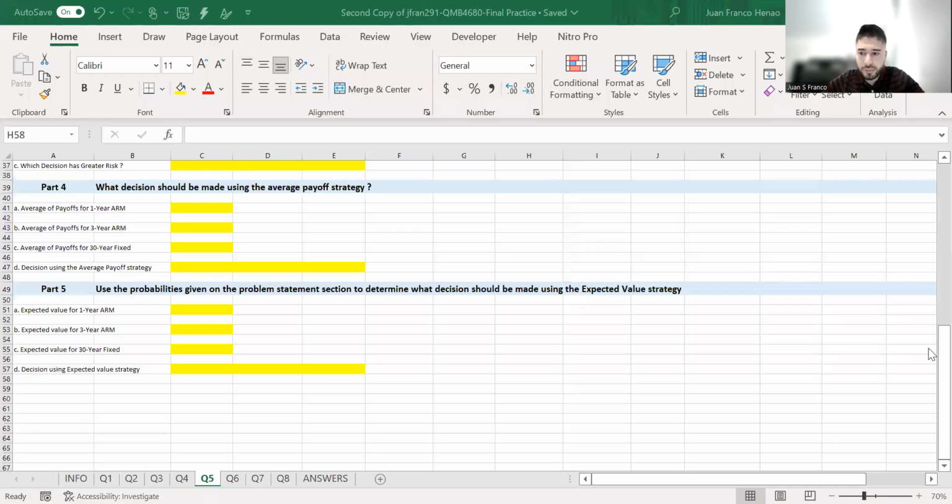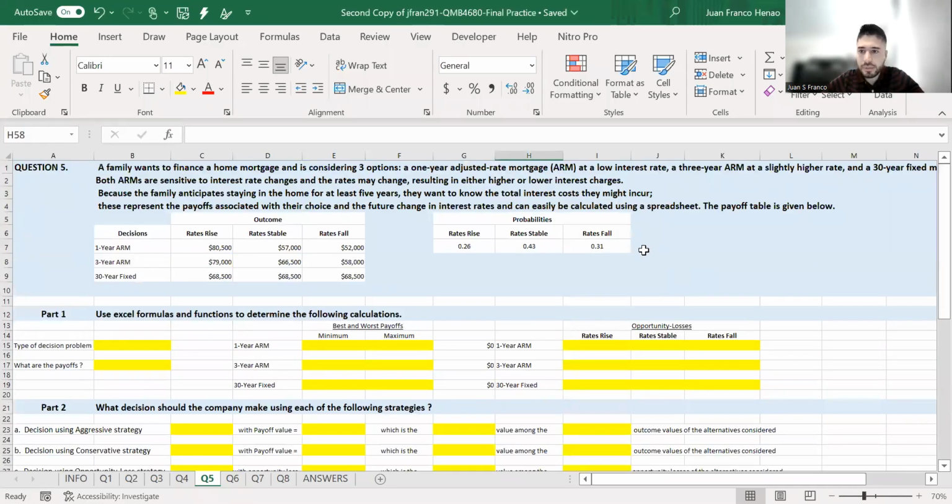Okay, here we are. I'm gonna go straight to the solution. I'm just gonna identify our decision problem, which in this case is that we want to minimize our objective, which is the total interest cost, because we are financing a house, so we want to pay the least we can.